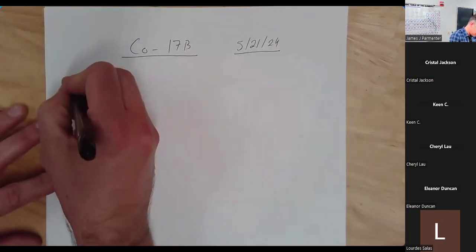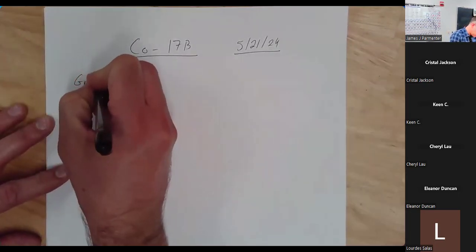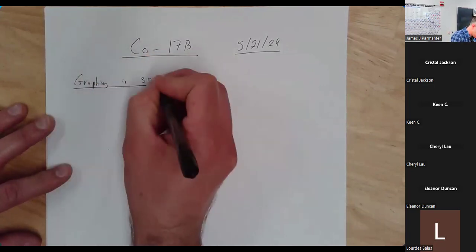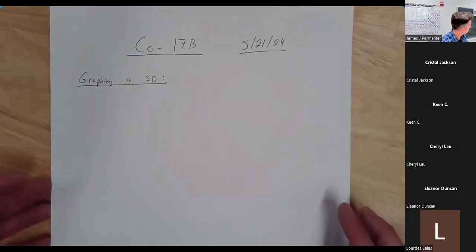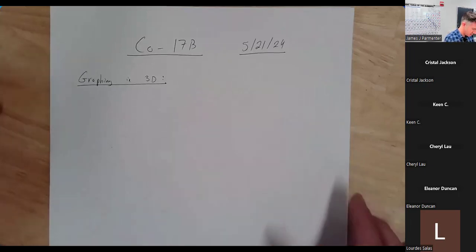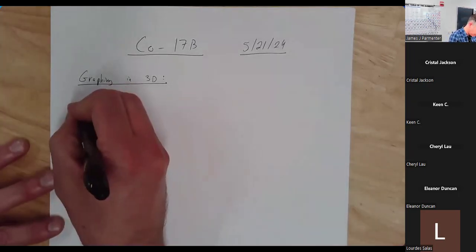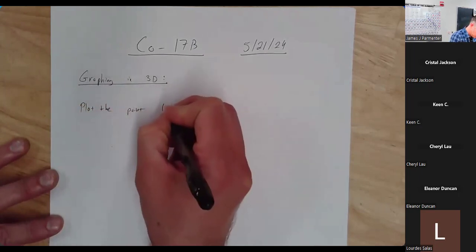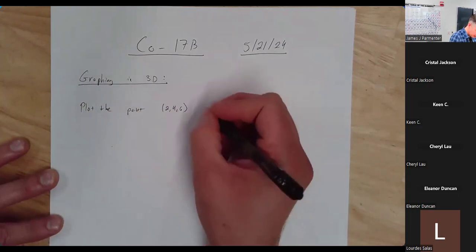So graphing things in three dimensions before we talk about vectors. Graphing things in three dimensions. So what to say here, really? Really, the reason we're talking about graphing things in three dimensions is so that we have some sort of context for talking about vectors. We talk about vectors shortly. But let's start with just some of the basics. So let's say we want to plot the point 2 comma 4 comma 6 in three dimensions.